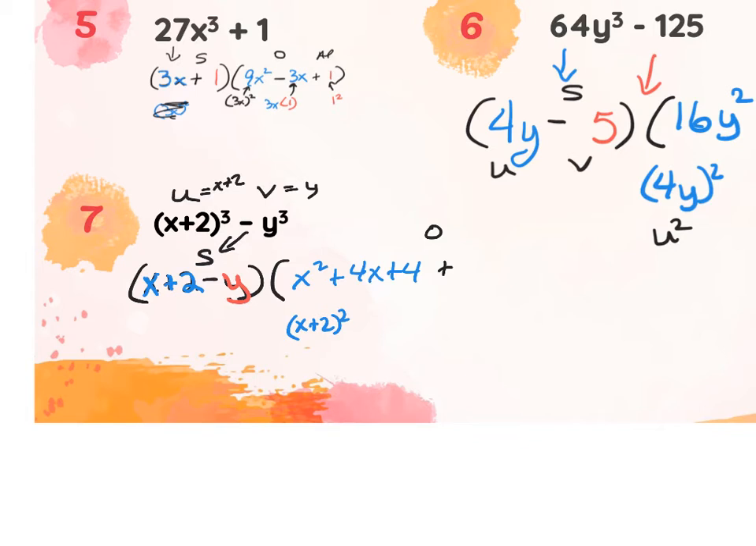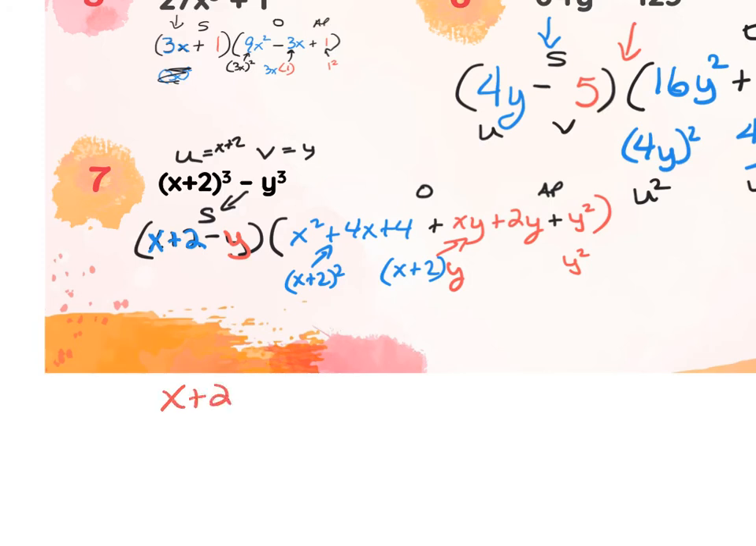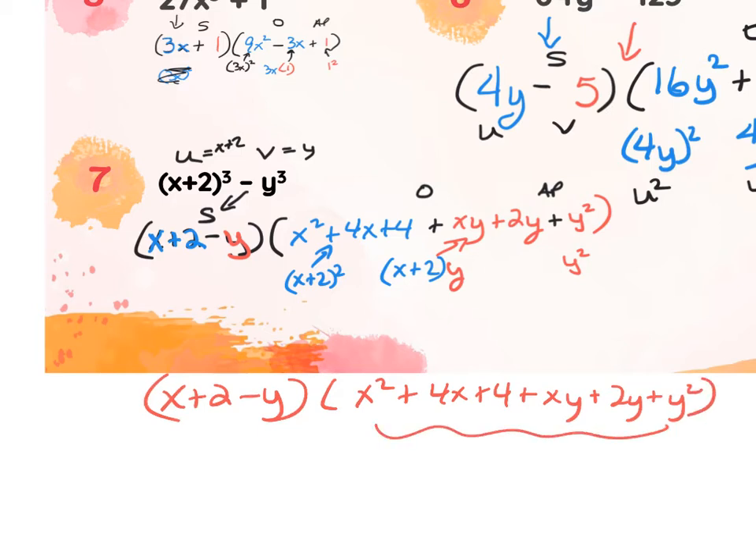And again, that term is created by multiplying x plus 2 times the y. So I'm going to distribute that. So I get xy plus 2y. And then the last term, always positive, it's a plus, and it's by squaring this y, so y squared. There isn't any like terms, so I'm done. So final answer, x plus 2 minus y, x squared plus 4x plus 4 plus xy plus 2y plus y squared. Now the order of this huge polynomial doesn't matter, as long as the signs are good.